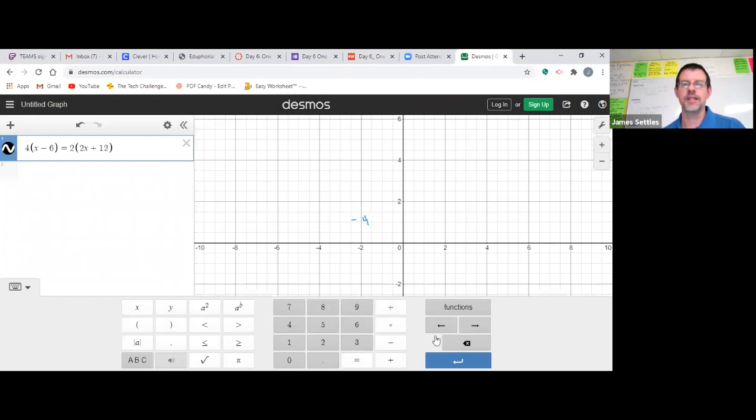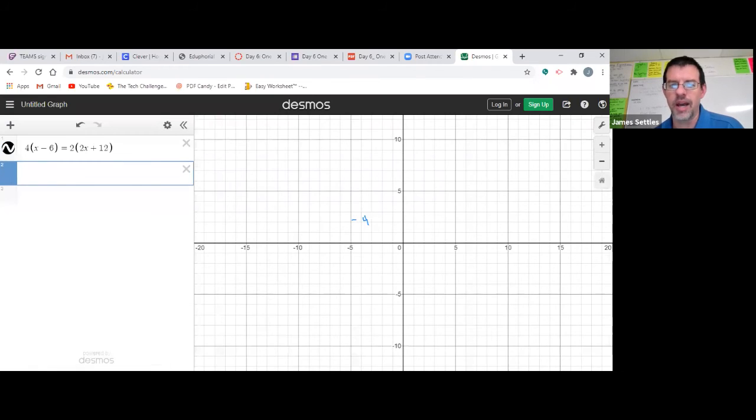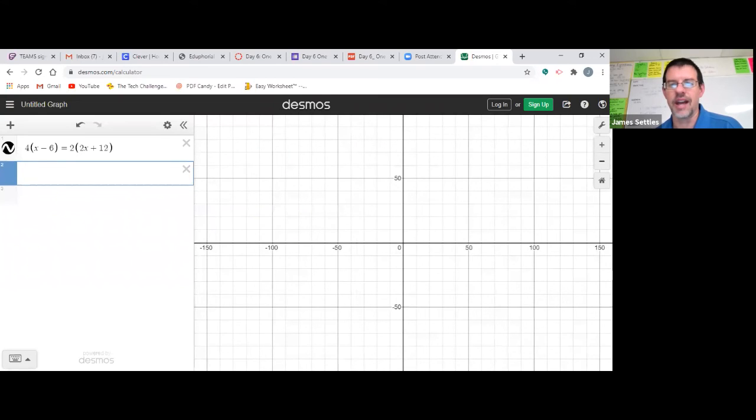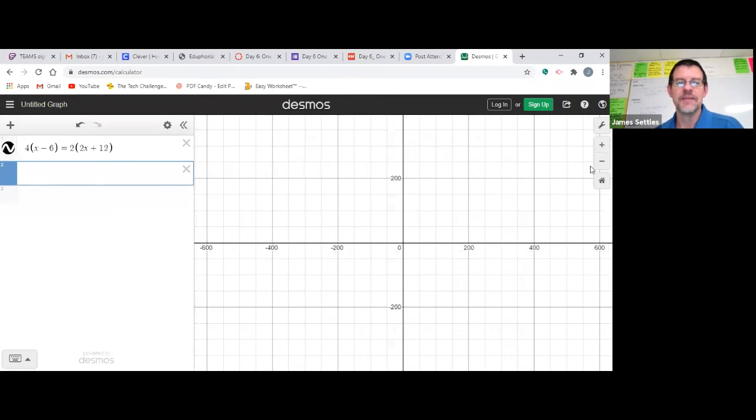All right, so you type this in and you hit enter and nothing pops up. So what do we do? We zoom out. Minus is zoom out. So I zoom out, zoom out. Oh, I still got that -4 there. There is no line here. Look, there's nothing there. We can keep going out, keep going out. There's no line there.